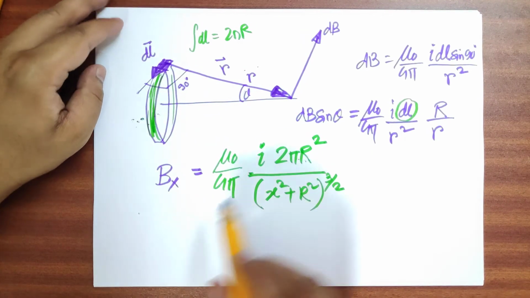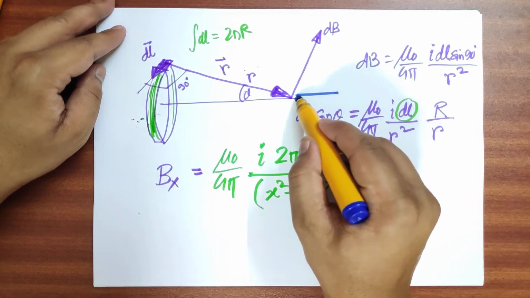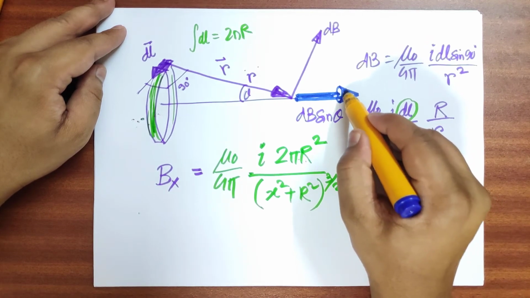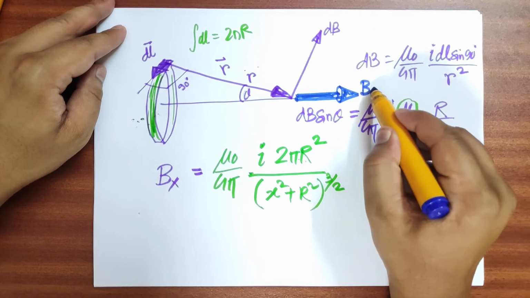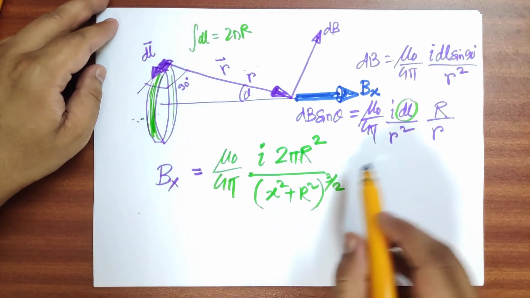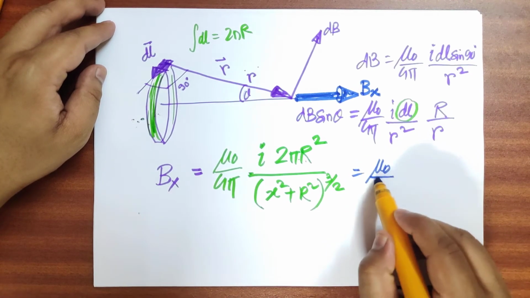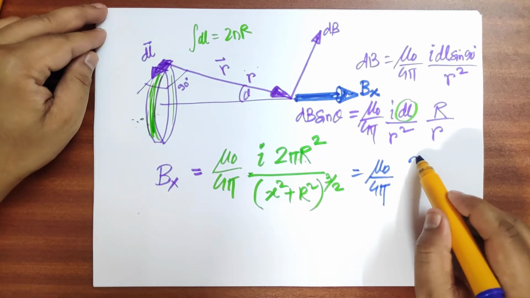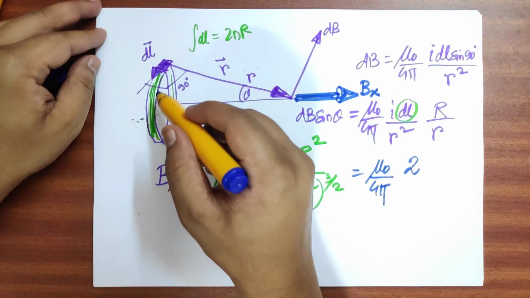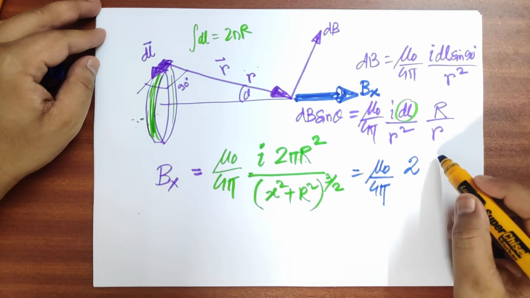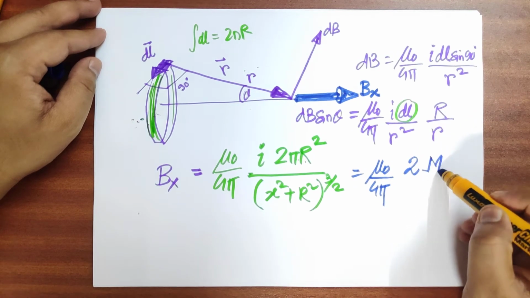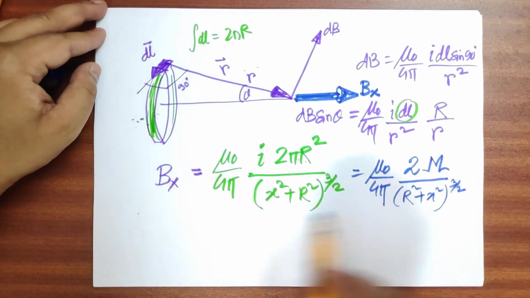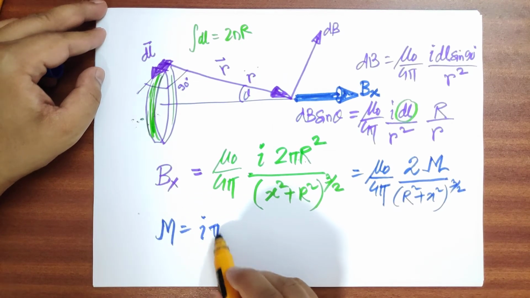So this is the resultant magnetic field on the axis of the current carrying loop. It is denoted by Bx because it is along the x-axis, that is the axis of the loop. So this Bx you can write like this, mu 0 by 4 pi, I, 2. So what is this current multiplied by pi R square? That's M, right? M is I into pi R square.